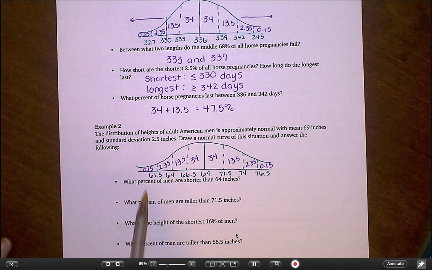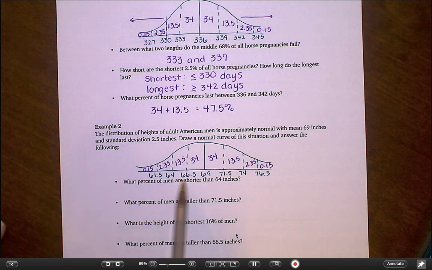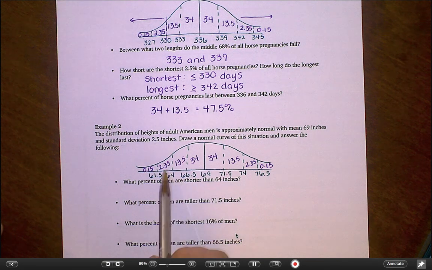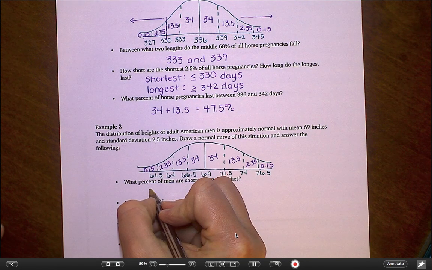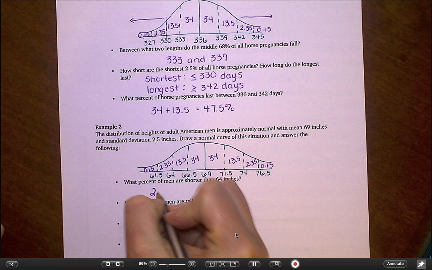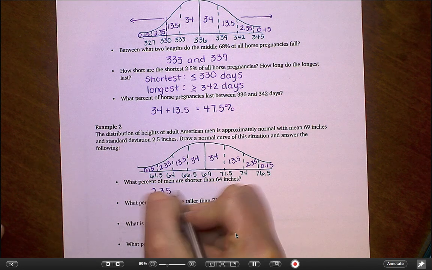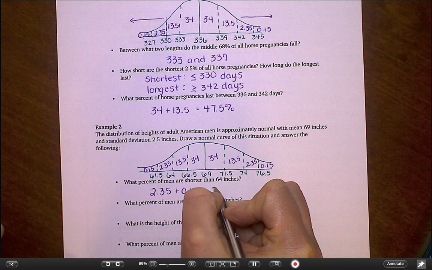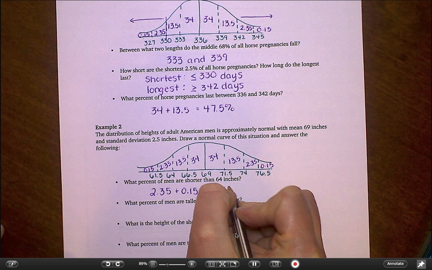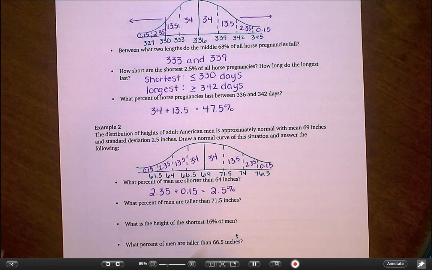Okay, so what percent of men are shorter than 64 inches? So here's 64 inches. We want everything to the left, and kind of like we just talked about up here, that would be 2.5%. I'm going to write down that we're doing 2.35 plus 0.15. So that would be 2.5%.